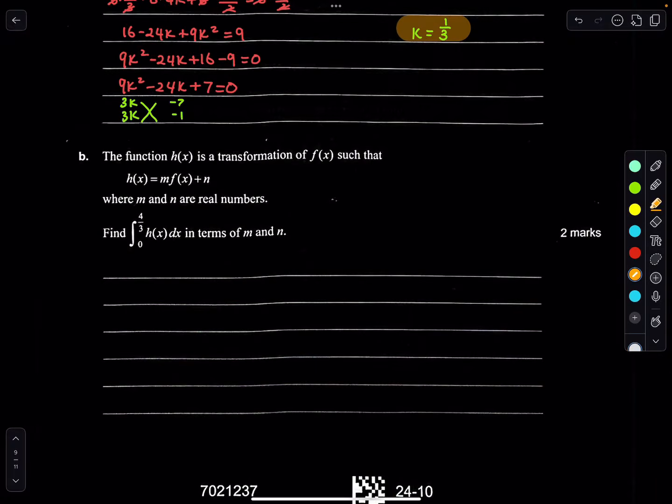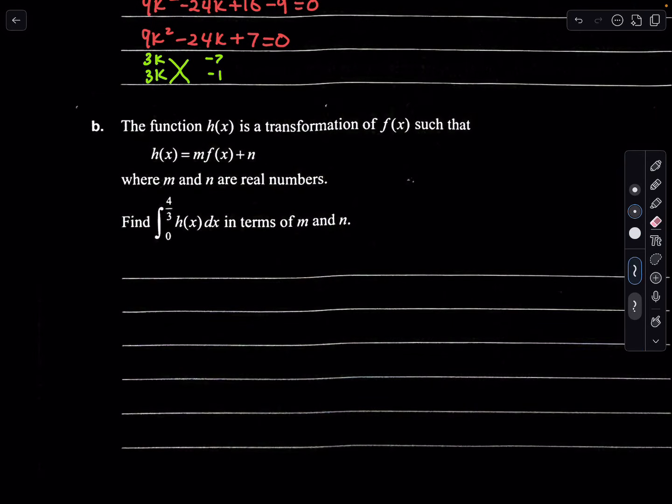Next question is, the function h is a transformation of f of x, so you know function h of x is just f of x that's been transformed. It says h of x is m times f of x plus n, where m and n are real numbers. Then what is the integral from 0 to 4 over 3 of h of x dx in terms of m and n?